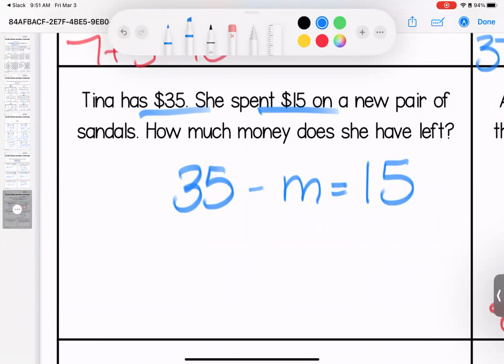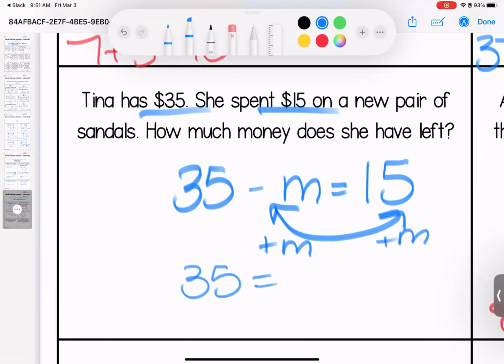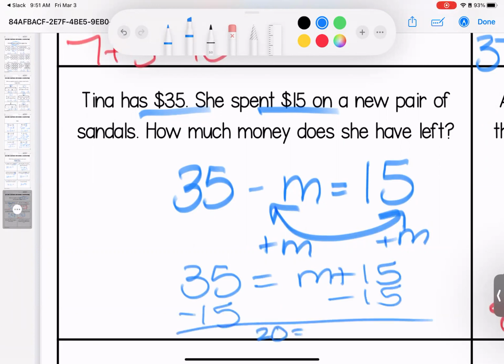This is a little bit sticky because we end up with that negative m again, which means that these guys need to switch places because we can't have a negative variable. So what I'm going to do is I'm going to add the m to both sides, and I'm going to get 35 is equal to m plus 15, and then I'm going to subtract the 15. So 2 steps. 20 is equal to m.